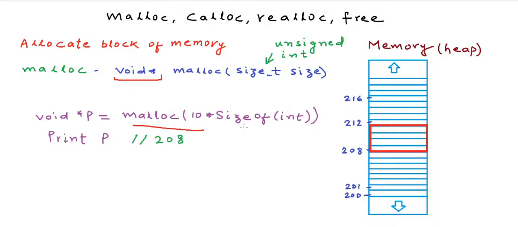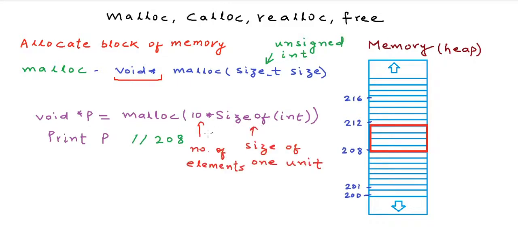Integer is a primitive data type. Sometimes you may know that sizeof integer is 4 bytes, so I can write something like 10 into 4 here. But it's not a good practice to do so. Size of a variable depends upon the compiler, and we would also be using malloc to allocate memory for complex data types. So we must use malloc like this. The total number of bytes should be written as number of elements into sizeof one unit of the data.